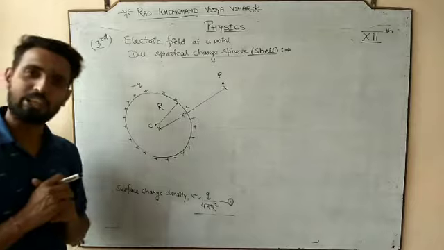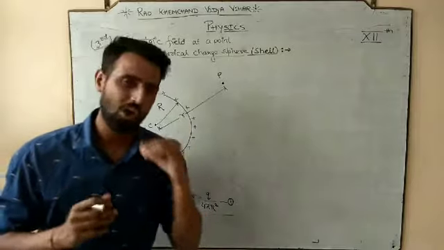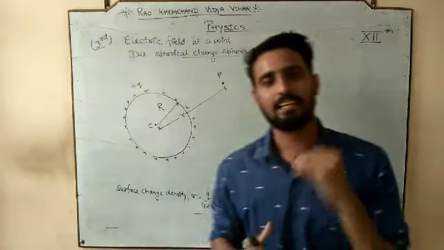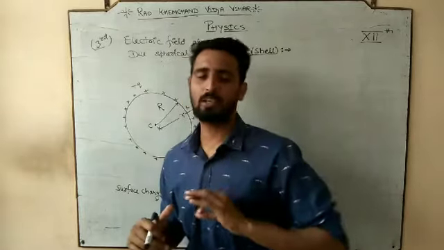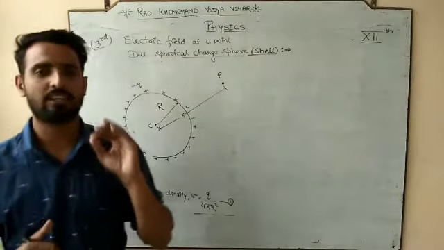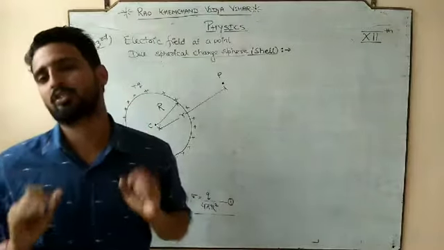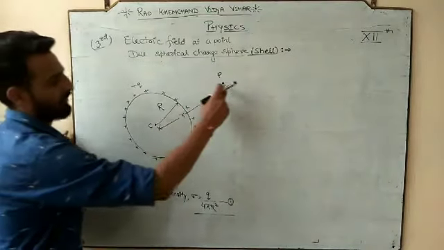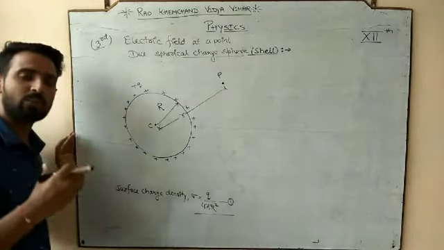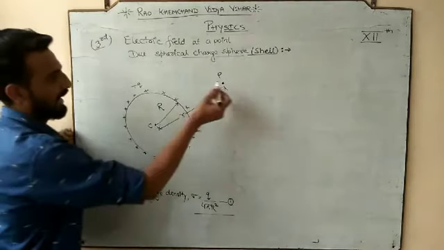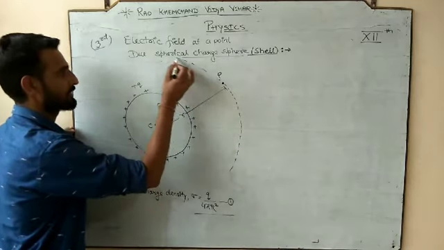So if we want to apply Gauss's law, you know that it states that the net electric flux through any closed surface is always equal to 1 by epsilon naught times the total charge enclosed. So we require a closed surface. At point P, we have to imagine an imaginary surface at which the electric field is the same at all points. We call that surface a Gaussian surface.